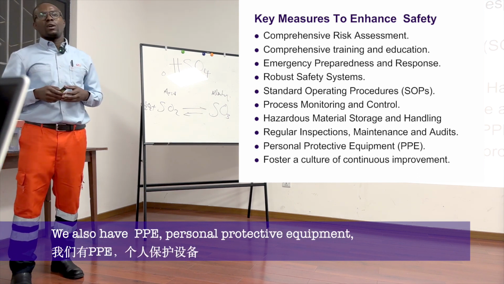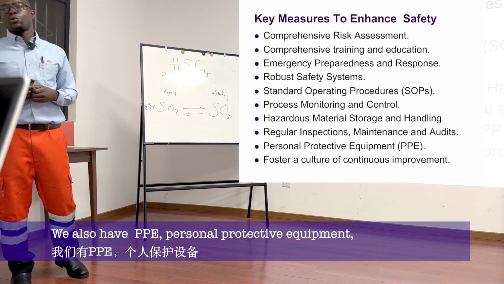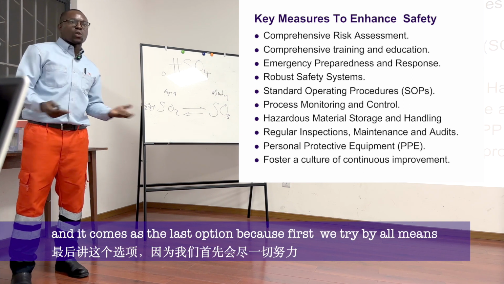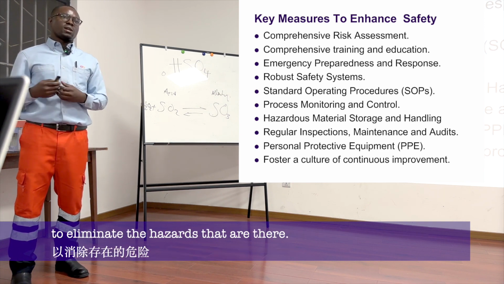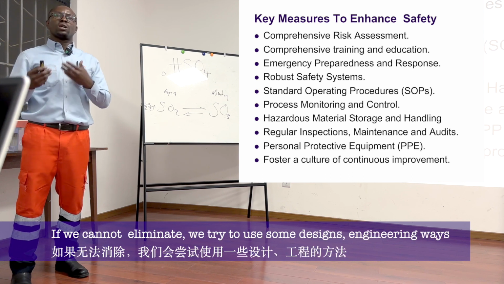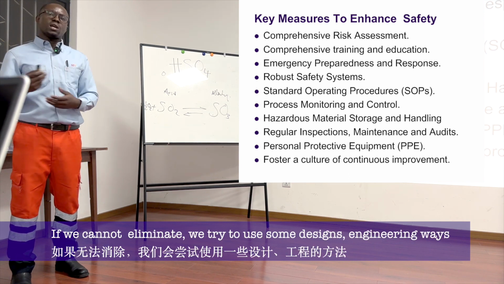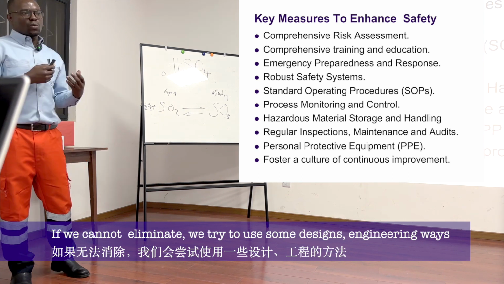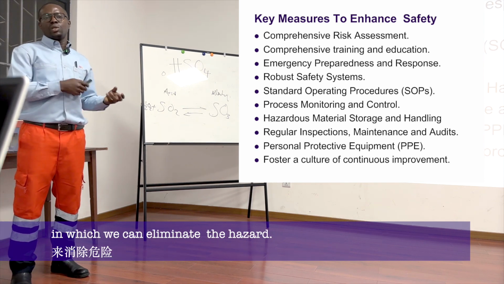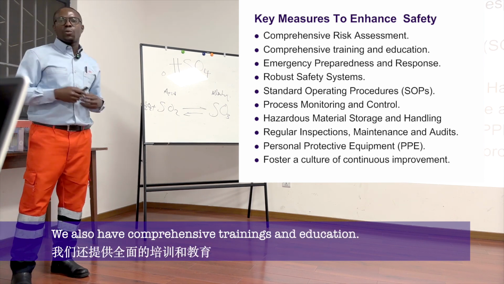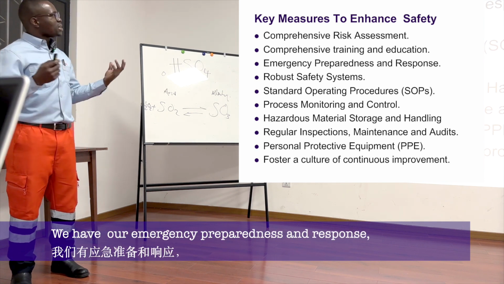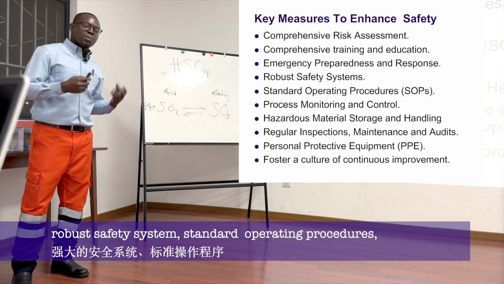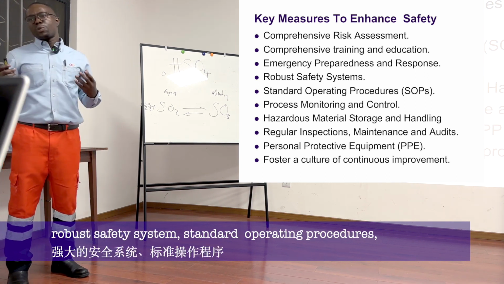We also have PPE, personal protective equipment, and it comes as the last option because first we try by all means to eliminate the hazards that are there. If we cannot eliminate, we'll try to use some designs, engineering, ways in which we can eliminate the hazard. We also have comprehensive trainings and education. We have emergency preparedness and response, robust safety system, standard operating procedures.